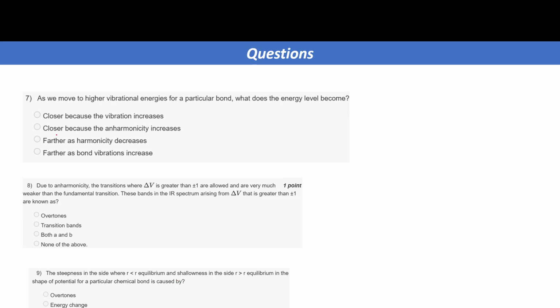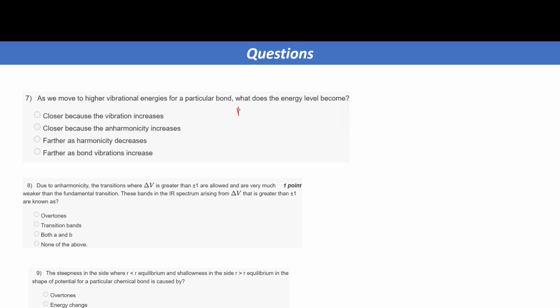Now let's see another example. As we move higher in the vibrational energies for a particular bond, what does the energy spacing become? Closer when the vibration increases, closer because the anharmonicity increases, farther as harmonicity increases, or farther as bond vibration decreases.